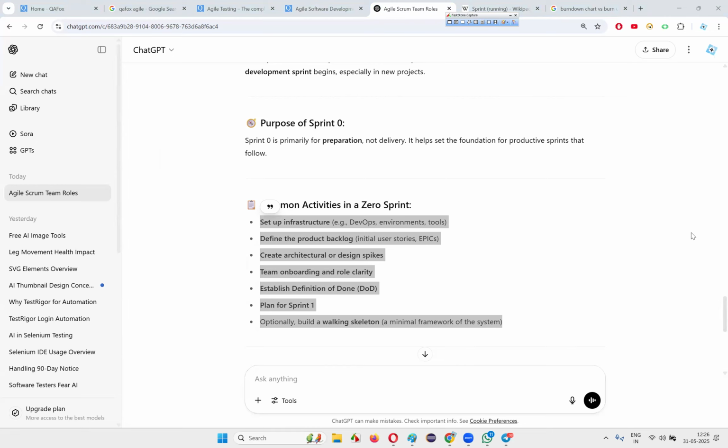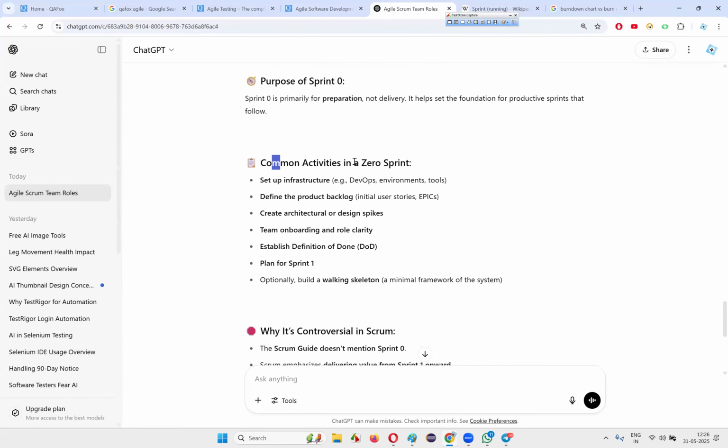Yes, correct, Ranga. They are also called sprint ceremonies. Meetings are also called ceremonies. Okay, yes, zero sprint is also there in some projects.